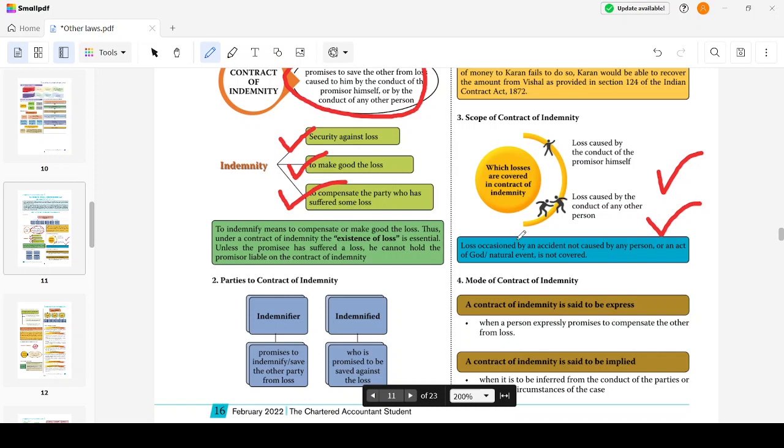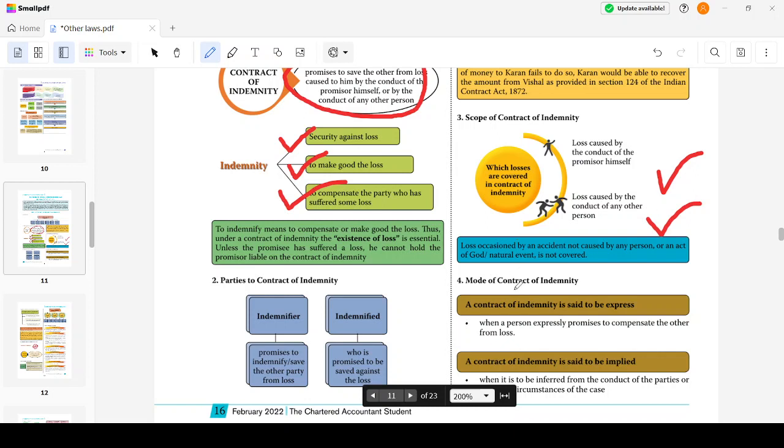Say for example, there is a flood. Some years back we had a flood in Chennai, right? Almost all the houses near the coastal region were flooded. That is an act of God, a natural event. So that is not a loss which is covered by indemnity.